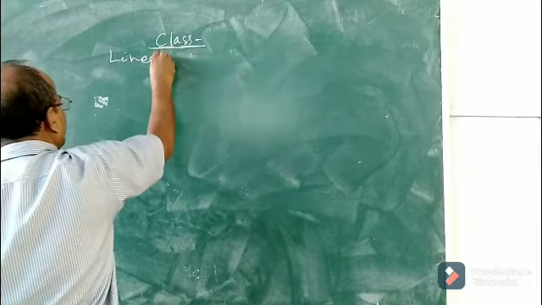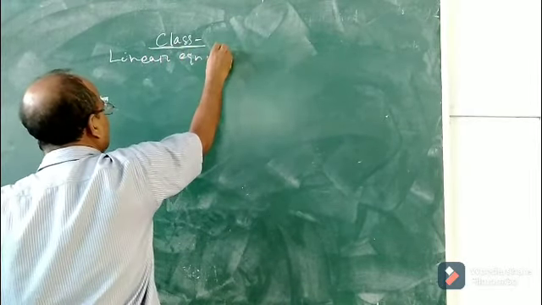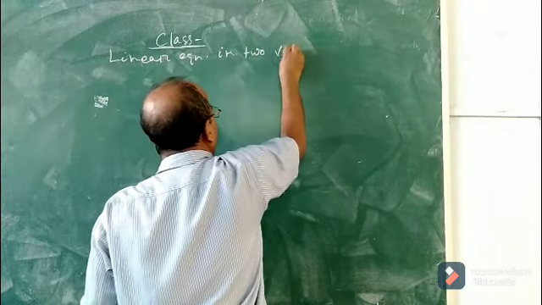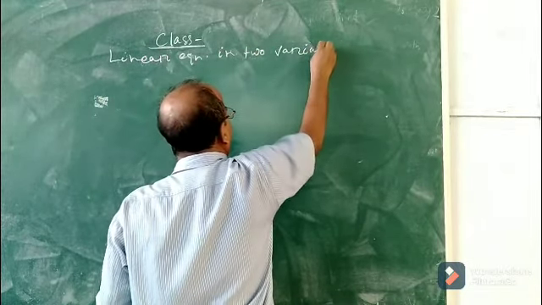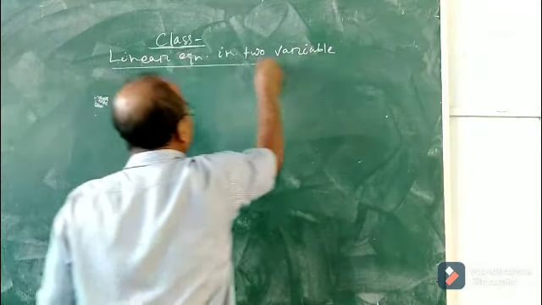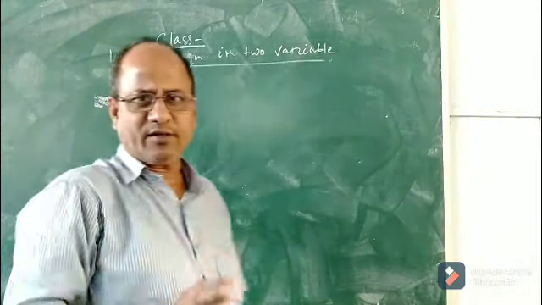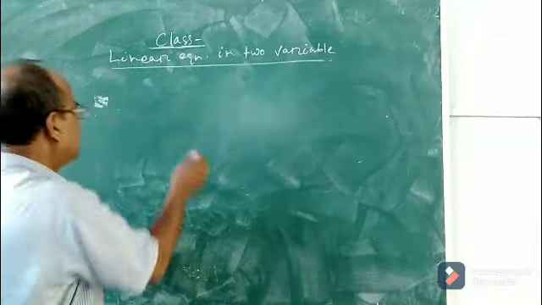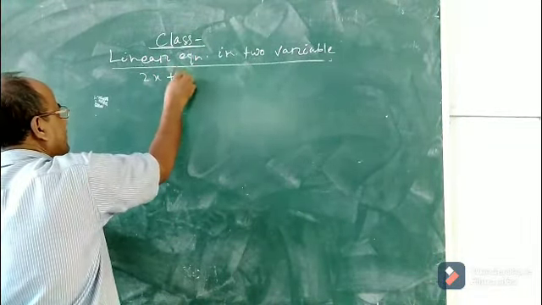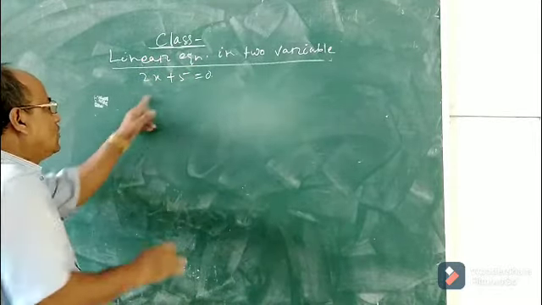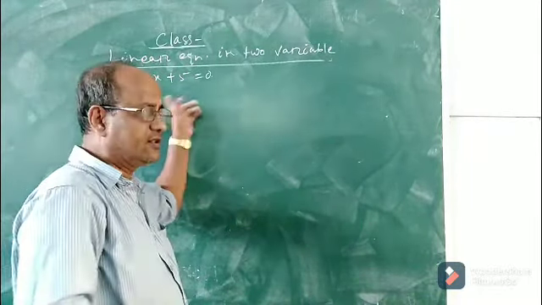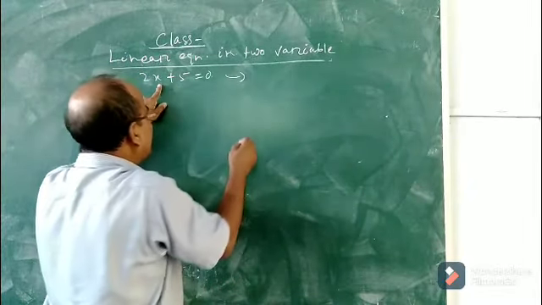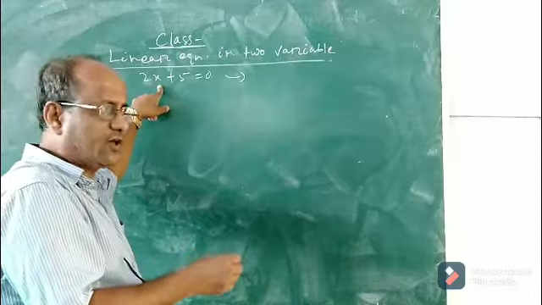Okay, children, before we go for linear equation in two variables, we must discuss linear equation in one variable, which you have been reading from class 6 onwards. So you know what is a linear equation in one variable, how many solutions it has, etc. For example, consider the linear equation in one variable: suppose 2x plus 5 equal to 0. You see, this is a linear equation. Why is it a linear equation? What is the variable here? The variable is x.